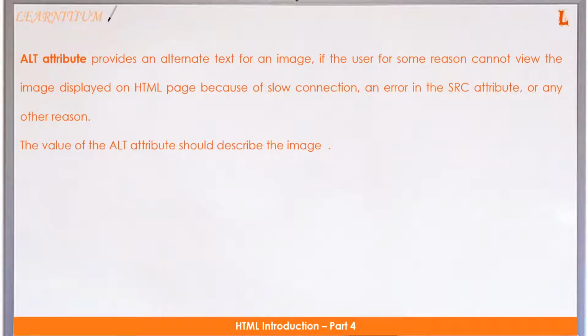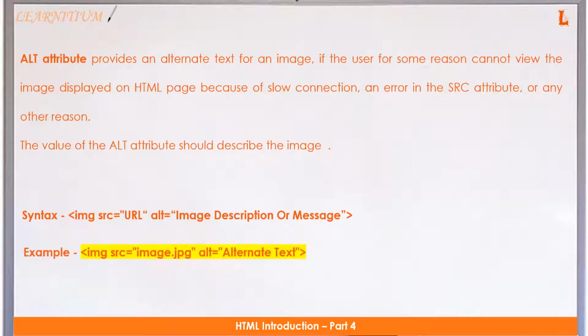The alt attribute provides an alternate text for an image, if the user for some reason cannot view the image displayed on the HTML page because of slow connection, an error in the src attribute, or any other reason. The value of the alt attribute should describe the image. For example, img src equals image.jpg alt equals alternate text.